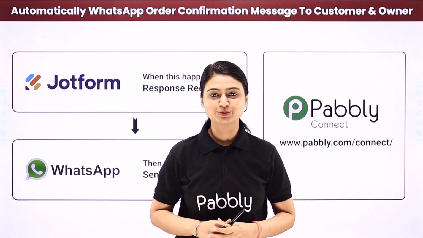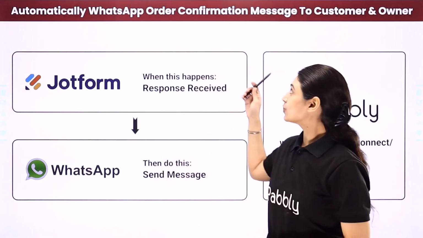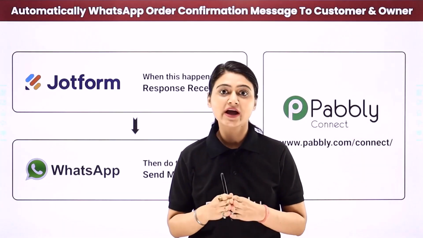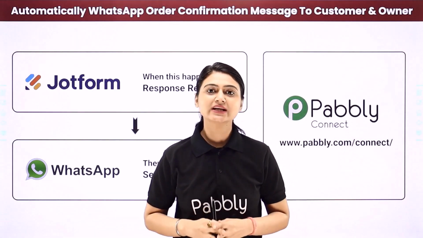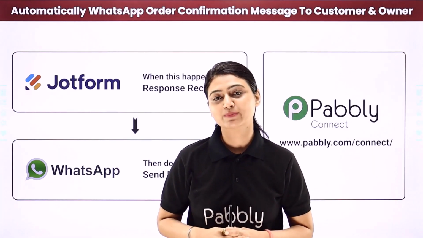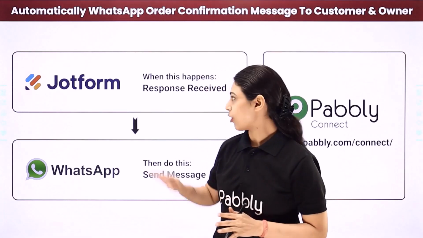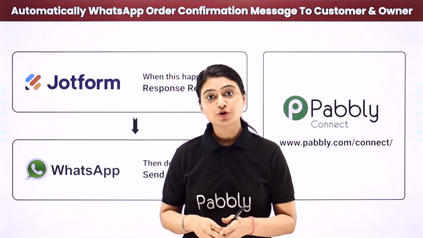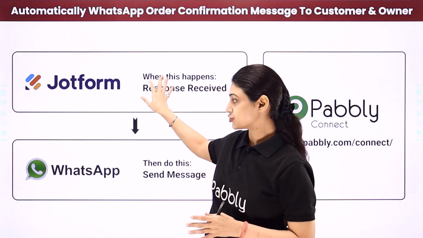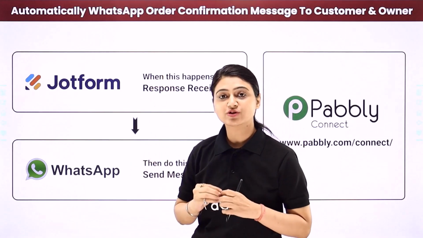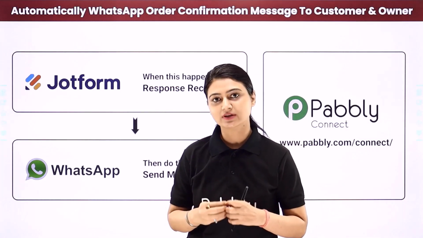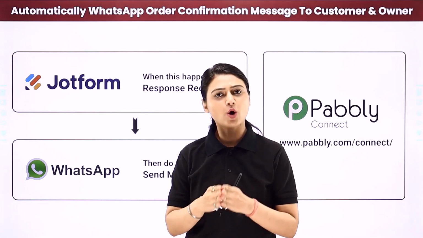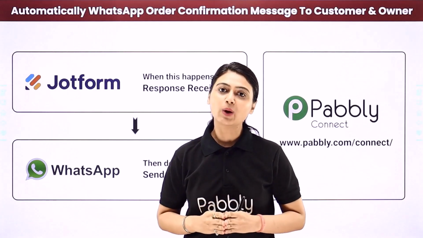Hello and welcome. This is Khushbu Bhatta, and today we will learn how you can automatically send WhatsApp order confirmation and order received messages to your customer as well as the business owner. Now let's say you sell printed customized products and you have created an order form in Jotform, or say some other form building application like Google Form. So you want that every time an order is received in Jotform, a WhatsApp message regarding order confirmation should be sent to the customer, as well as an order received message should be sent to the firm or the business owner. So how will you do it?